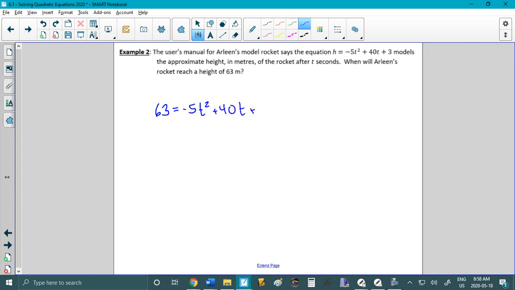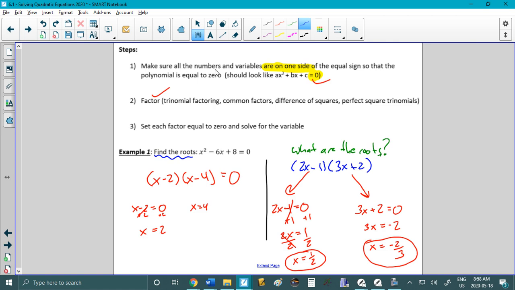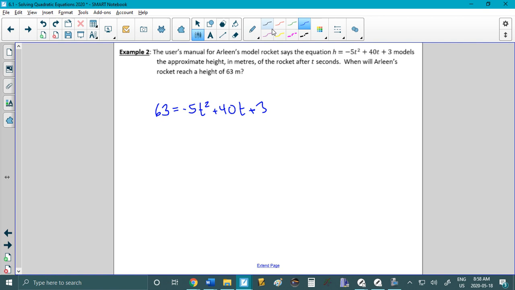And now we're ready to start solving, and we go back to our steps. Step 1, make sure all the numbers and variables are on one side. Are they? They are not. So I subtract 63, and over where the constant is, I subtract 63 again. And I get negative 5t squared plus 40t minus 60 equals 0. So now I'm done step 1.